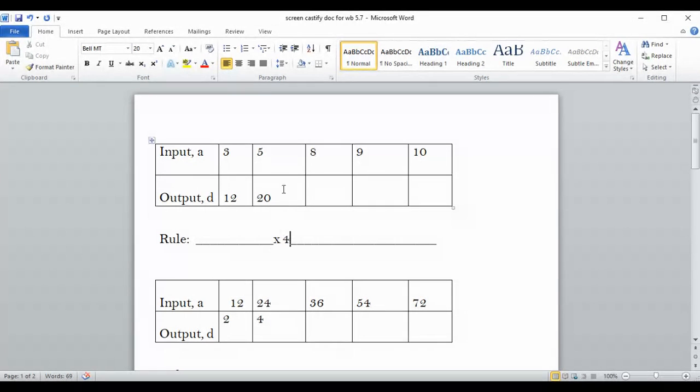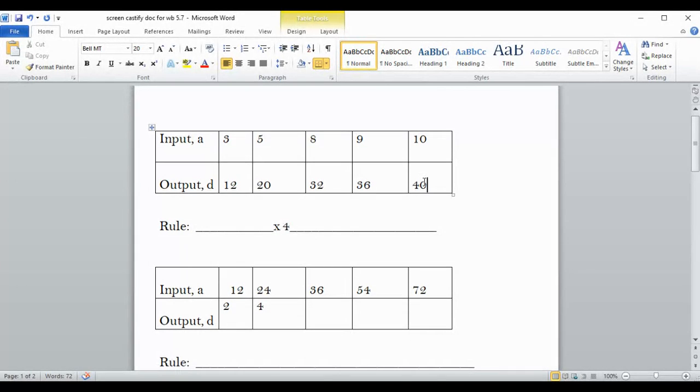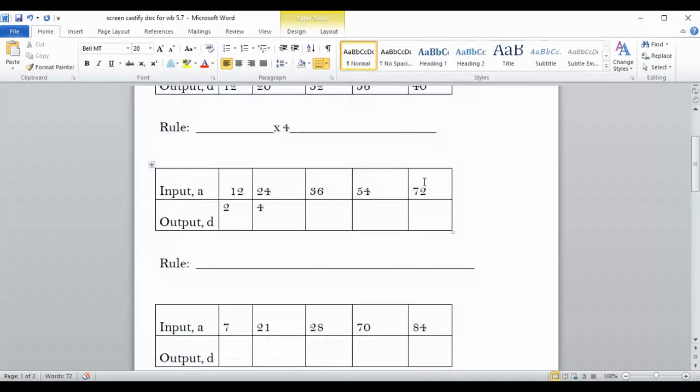So we think that's our rule, but we're going to double check. Is 5 times 4 20? Yes, it is. So we seem to be on to something. So then we have to say 8 times 4 gives us, and I hope you said 32. And then 9 times 4 is 36. And 10 times 4 is 40. All right, so there's one. And then we'll have a couple of those on your worksheet.